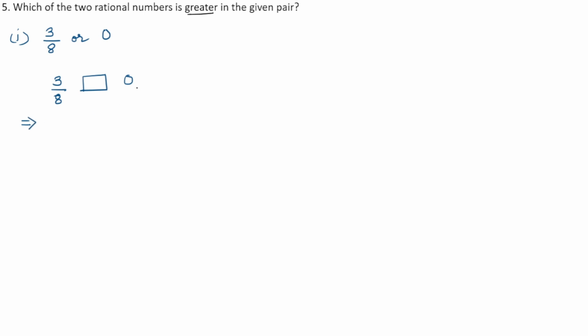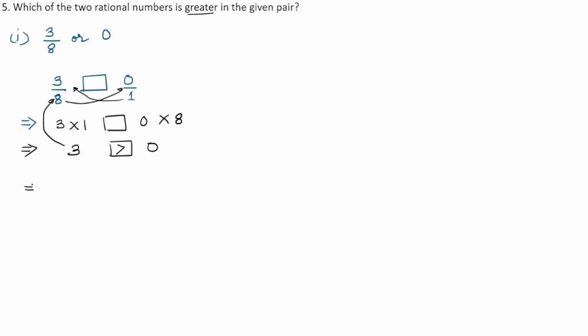Now on cross multiplication, see, I can write 0 as 0 by 1. So what I'm going to do next is I am going to do cross multiplication. So this 8 gets multiplied with this 0 and this 1 will get multiplied with 3. So it is 3 into 1 and we are comparing it with 0 into 8. You get here 3 and on this side you get what? 0. Now which one is greater here? Of course, number 3. And this 3 belongs to which rational number or on which side it is? It is on the side of rational number 3 by 8. So it does mean that 3 by 8 is greater than 0.